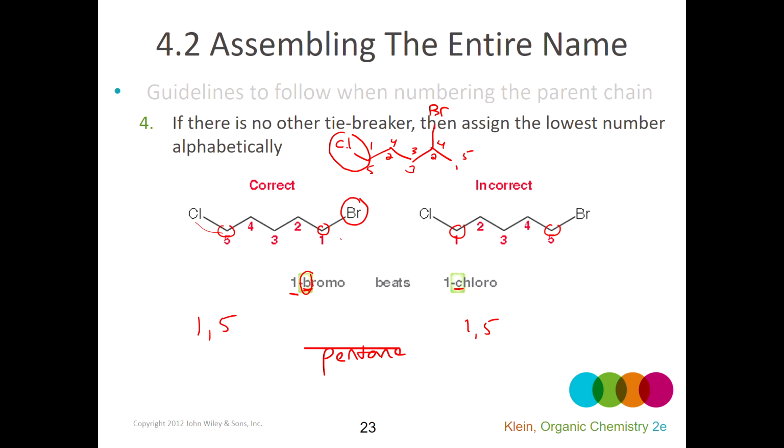So I want to give the first substituent the lowest number possible. If the first substituent gets the lowest number possible either way, that's the only time when I go to look at the alphabetization.